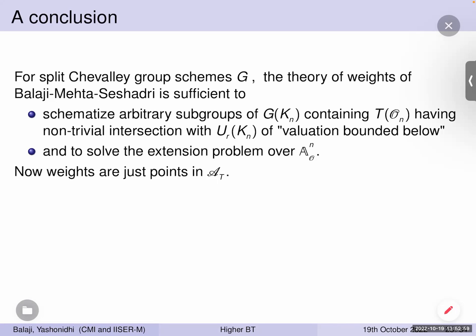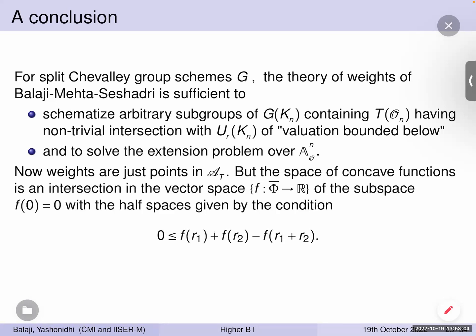Now, weights, here's an interesting remark, that weights are just points in the apartment. But the space of concave functions is an intersection in this vector space of the subspace F0 equals 0 with the half spaces given by the concavity condition. And the space of concave functions form a cone of dimension, the dimension of the group. So it seems remarkable that this happened.